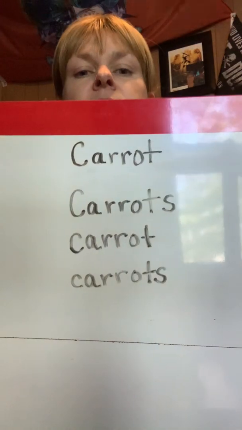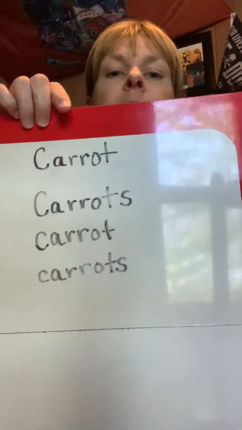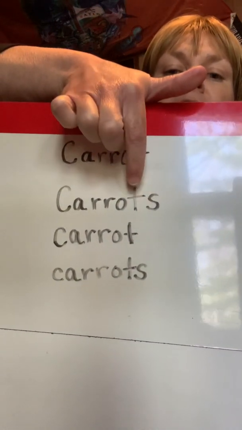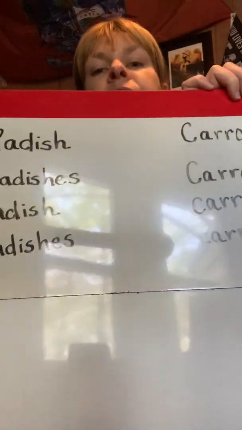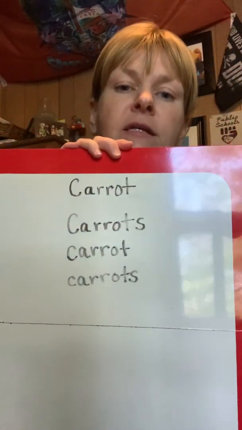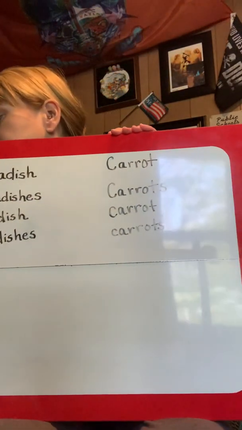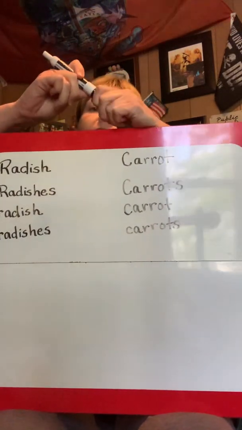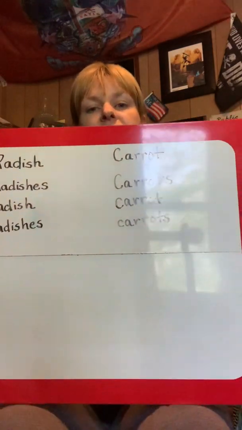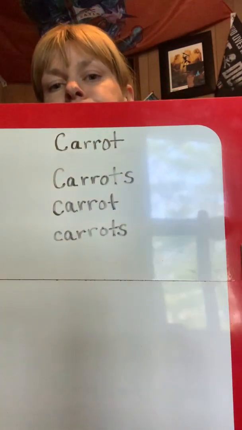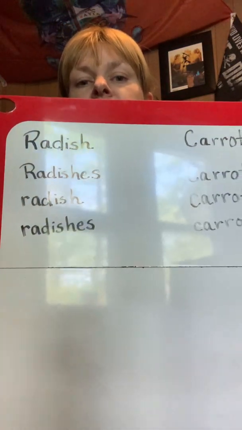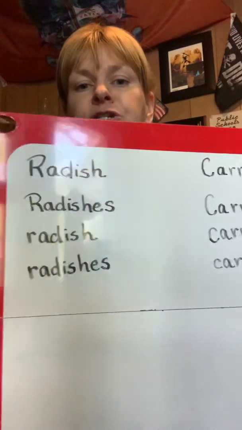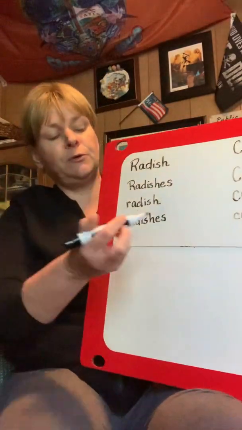Same with carrot. Carrot doesn't have ES because carrot ends with just one consonant letter T, so the plural form of carrots is just the letter S. One of the first grade skills in writing is to practice writing words using capital letters and lowercase letters. Capital letters are used at the beginning of a sentence or when we're using it as a proper noun, giving it the title to something. So I practiced writing carrot and radish, radishes and carrots using capital and lowercase letters.